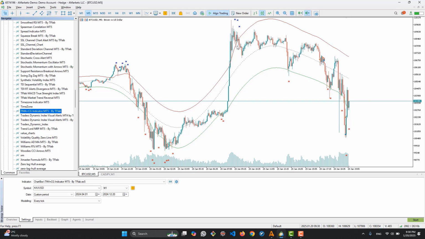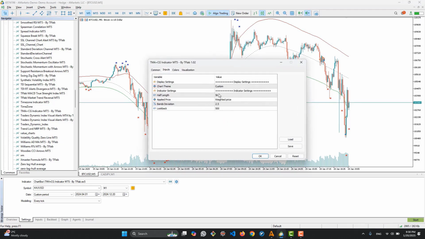Let's review the settings of this indicator together. The first option in the settings is the period of this TMA indicator, which displays the middle line for us. The default is set to 56, and we can optimally choose this value based on the symbol we are trading. The next option is the price on which we perform the calculations, which is set to weighted price by default, and it can have any of these values.